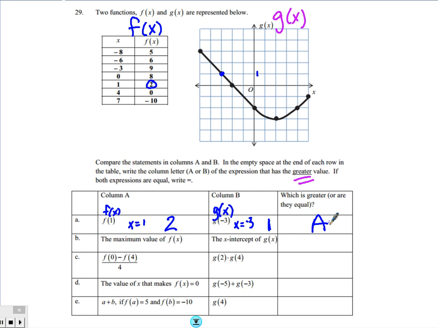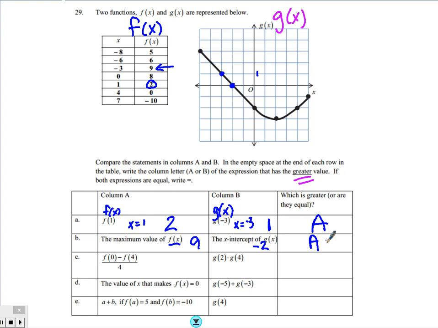Alright, so maximum value of f. So which one's the biggest? You might be tempted to say 10, but because that's a negative 10, it's not the biggest, it's the smallest. So we want to go with 9. 9 would be the largest value of f, and the x-intercept of g. So where do we cross the x-axis? It looks like at negative 2. So which of these is larger, 9 or negative 2? Again, column A is greater.